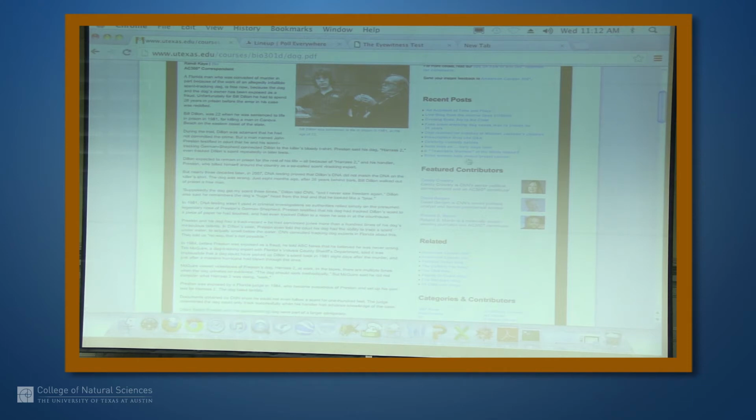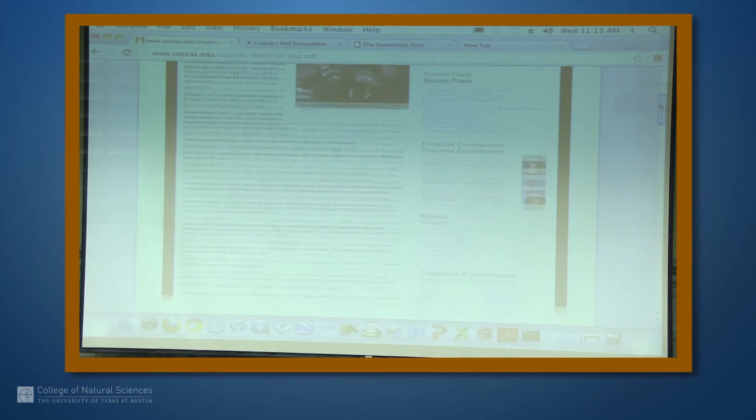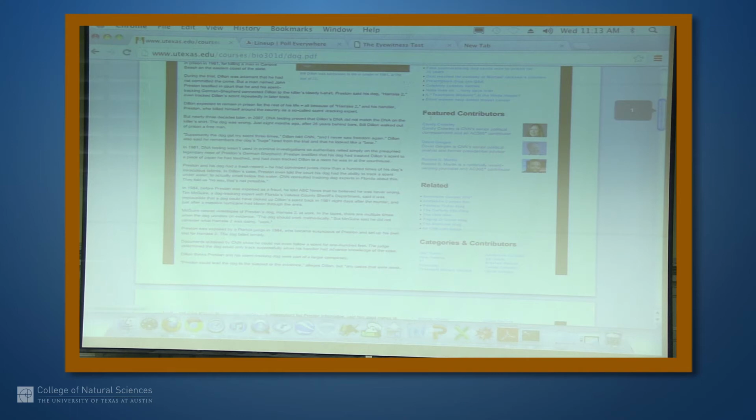His conviction was based heavily on a guy named John Preston, who testified in court that he and his scent tracking German Shepherd connected Dylan to the killer's bloody T-shirt. DNA testing in 2007 proved that Dylan's DNA did not match the DNA on the killer's shirt. In 1981, DNA testing wasn't used in criminal investigations, so authorities relied simply on the presumed legendary nose of this German Shepherd.